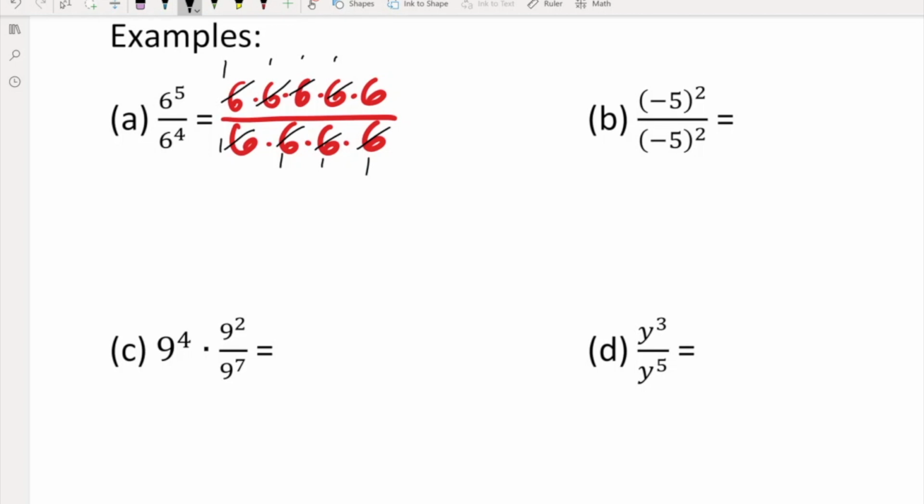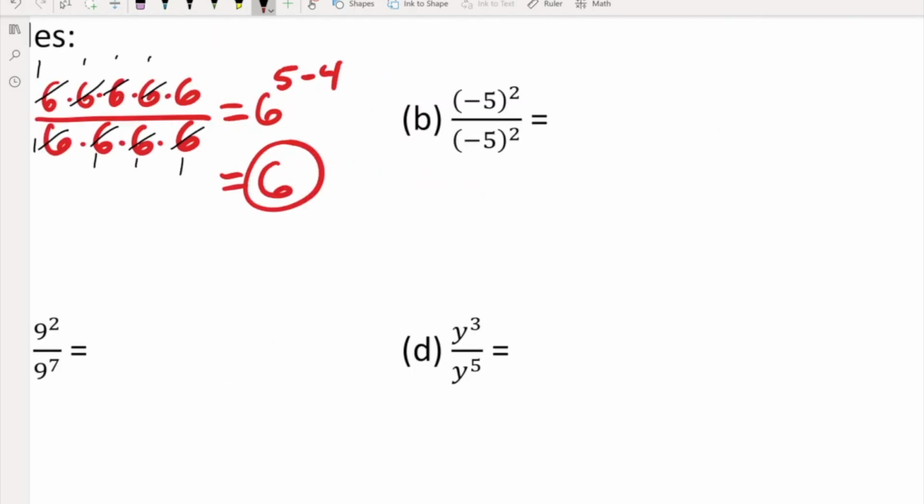Could you have predicted that without having to do it the long way? That's the same as 6 to the 5 minus 4. You subtract the exponents when you divide, and so the answer is 6. And negative 5 to the 2 over negative 5 to the 2, if I subtract, is negative 5 to the 0, but we learned that a number to the 0 power is a 1.